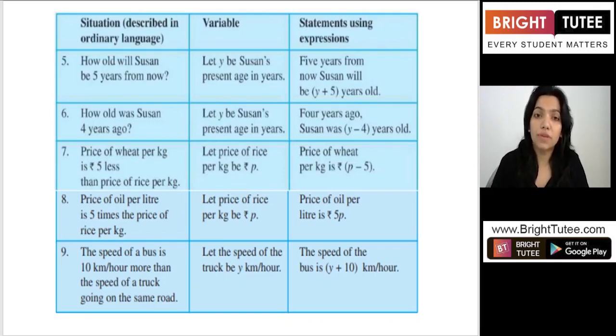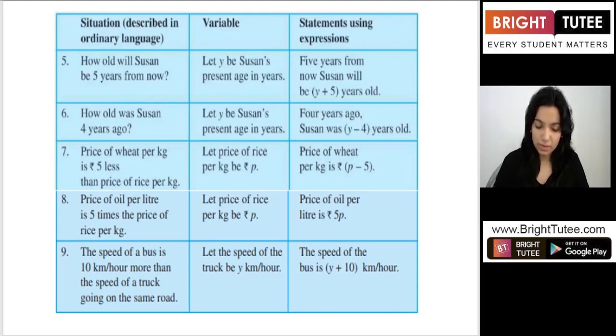Now, the price of wheat per kg is rupees 5 less than the price of rice per kg. Okay. So if we assume that the price of rice is rupees P, then the price of wheat will be P minus 5. The next one, that is the eighth part, says the price of oil per liter is 5 times the price of rice per kg. So if we assume that the price of rice is P, then the price of oil will be 5 times P.